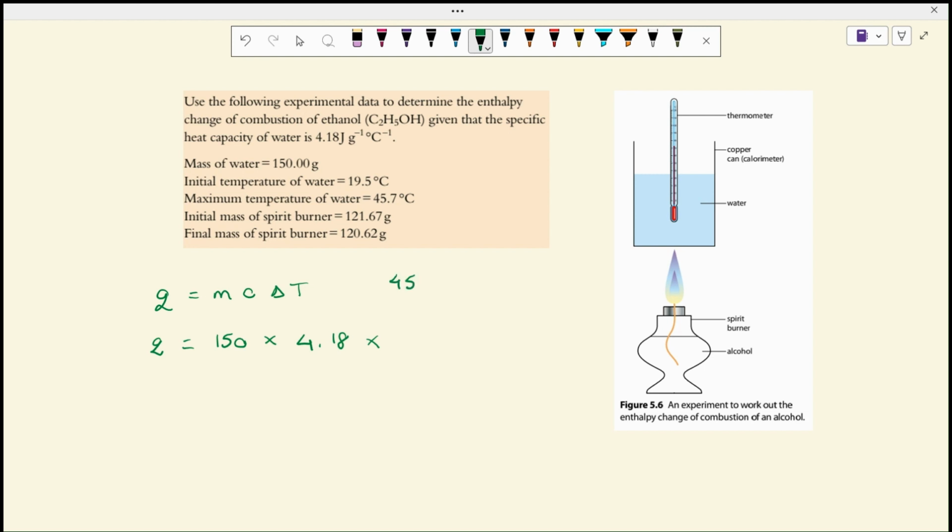That will be 45.7 minus 19.5 gives us 26.2 degrees Celsius. Does it matter that it's in Celsius? Should it be in Kelvin? No, it does not matter. Why? Because it's temperature change. Whatever unit it's in is going to be the same number. So we times that by 26.2 as well. What do we get? 16,400 joules.